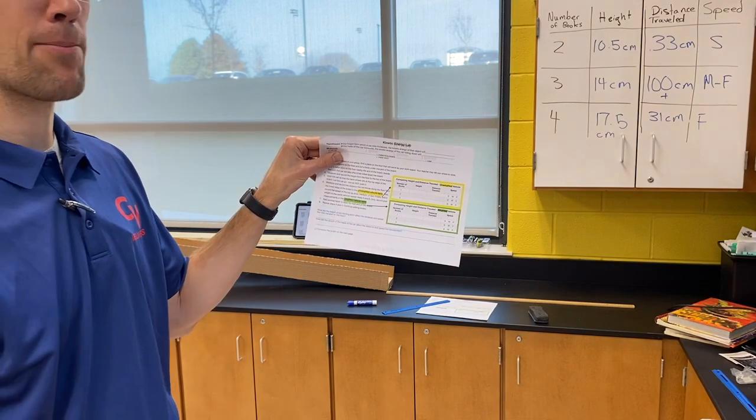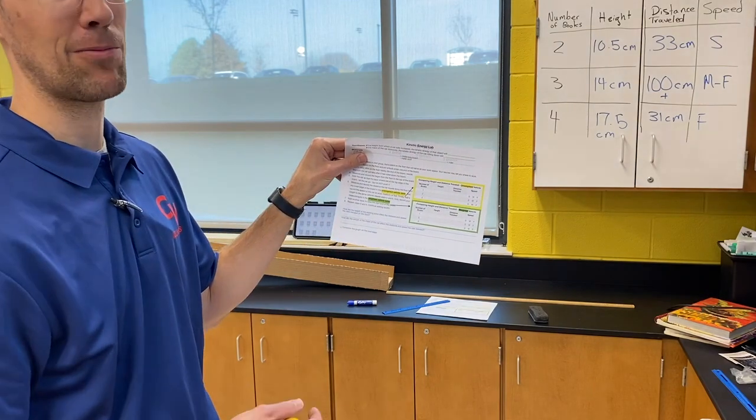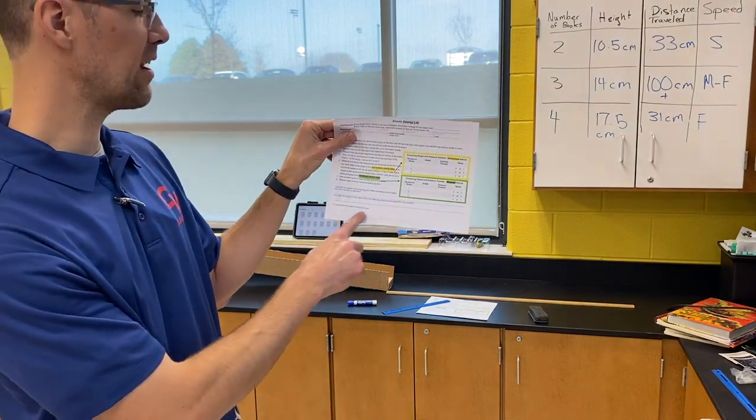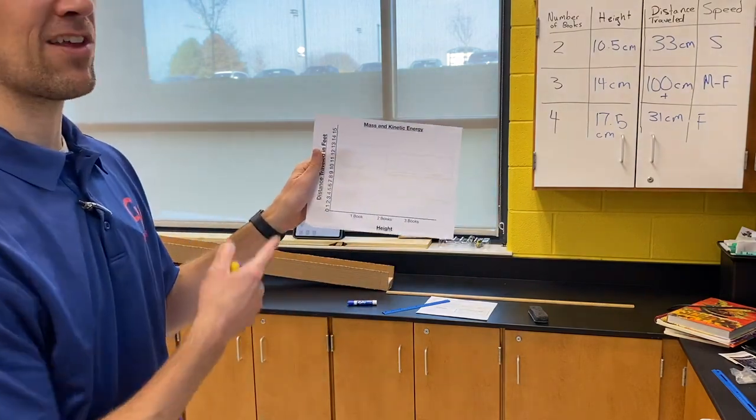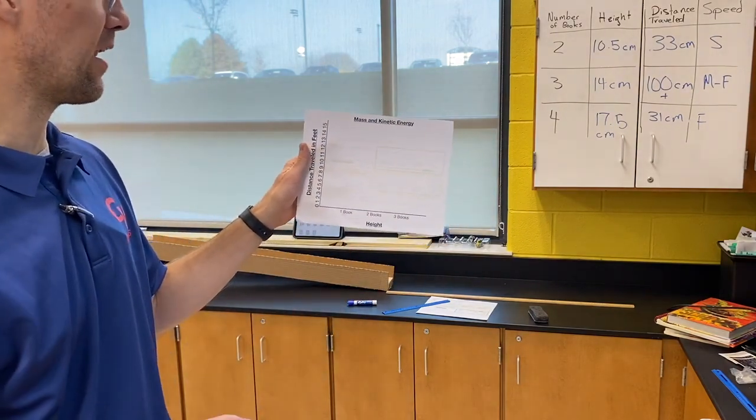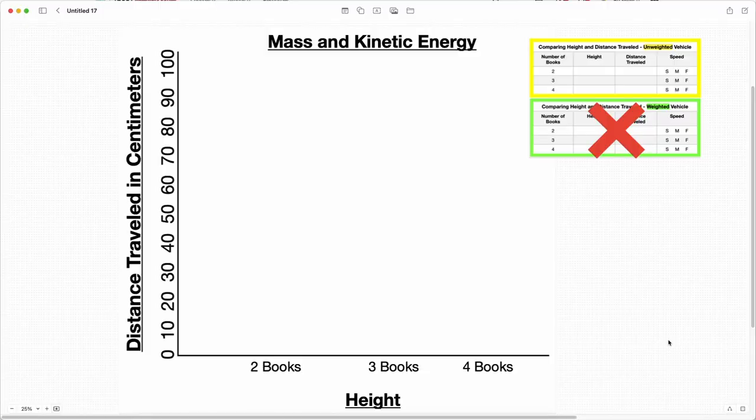Please make sure you use a capital and a punctuation mark at the end and that you have a complete sentence. Now, the last thing we're going to do is complete the graph on the next page, which for me is on the other side, but for you, you can scroll down and work on this. I'm on the second page of the lab where we're going to do some graphing. You can see that I have both tables here in the upper right, the yellow one where we had the car unweighted and the green where it was weighted.